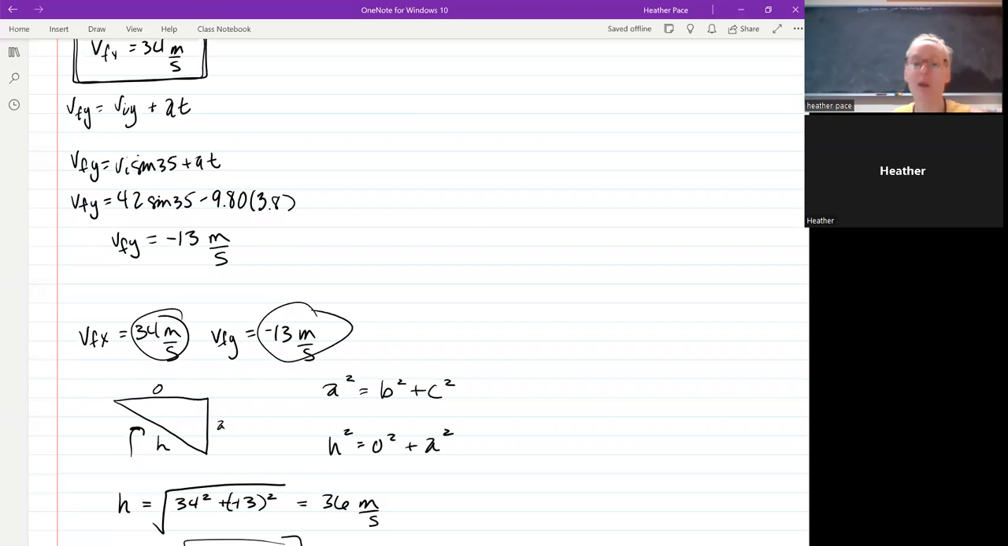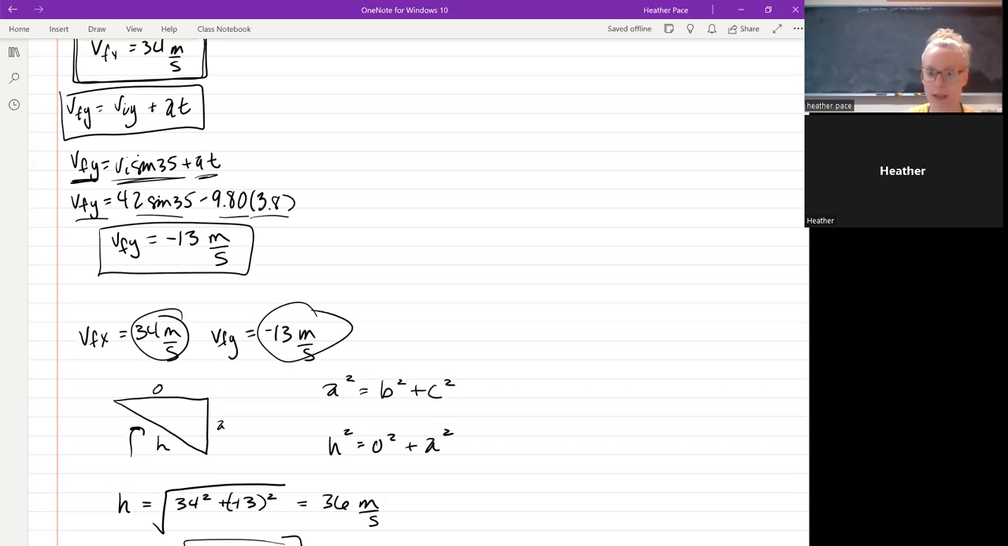Vy is not as simple because, again, we have acceleration. So if we use this equation from our kinematics equations, we plug in what we know again. This is what we're solving for. We know that VIY equals VI sine 35, and we solved for VI earlier. We know that A is negative 9.80 meters per second squared, and we know that t is 3.8 seconds because we solved for that already. So then we can solve for VFY, just plugging in numbers and the values that we solved for earlier.